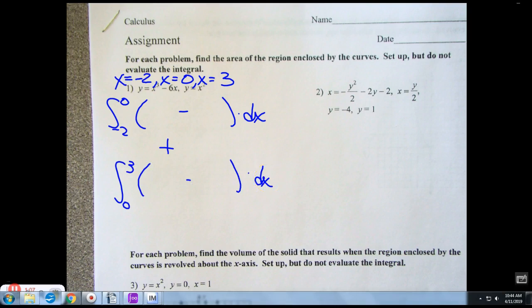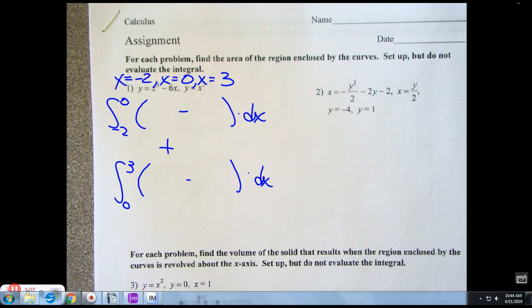Why is there not a pi out in front? I'm not revolving around anything. Why are these not squared? Not revolving around anything. It's not area of a square, rectangle, triangle, like that. That's just the straight up area between them. So you're just doing top minus bottom, no pi, no revolving, no square, anything.